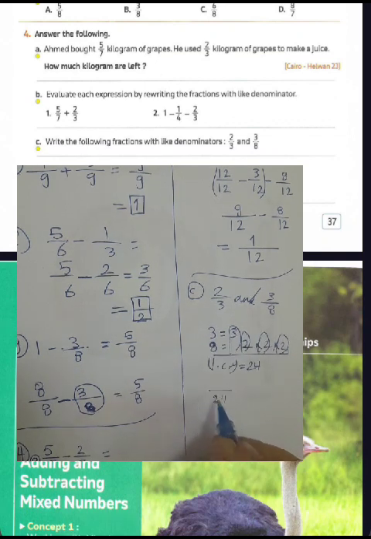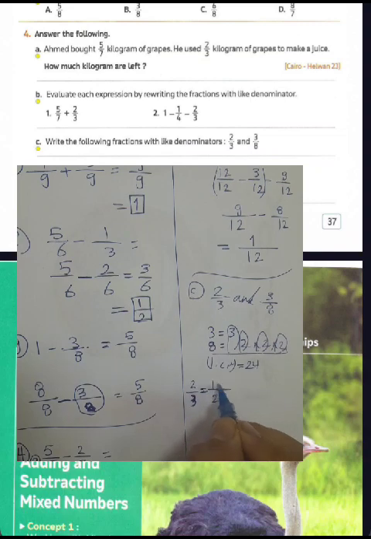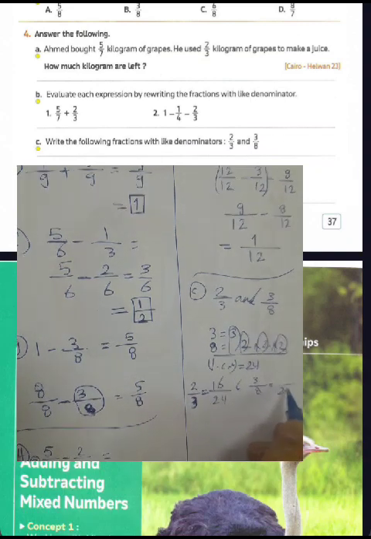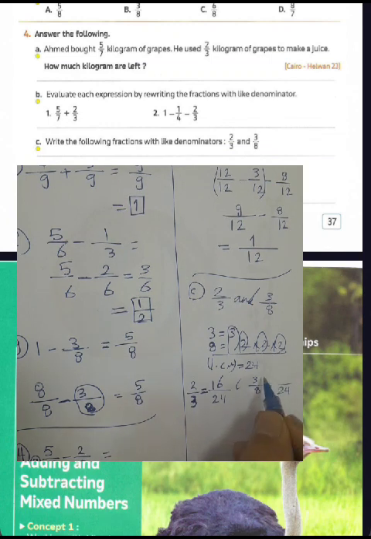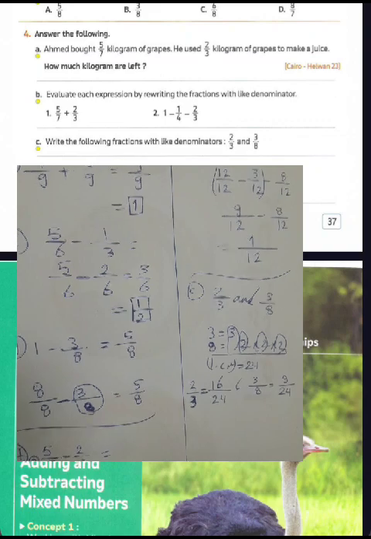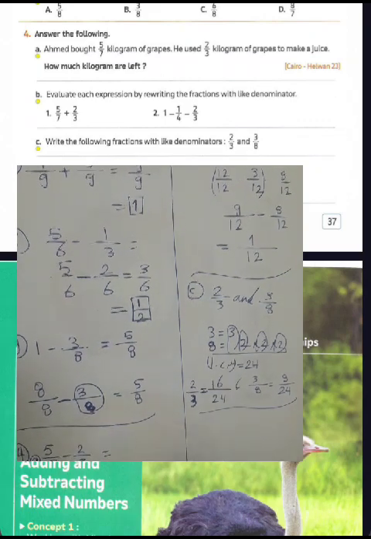Then you can write 24 here for 2 over 3. 3 times 8 equals 24 and 2 times 8 equals 16. And we have 3 over 8. Write 24 in the numerator. 3 times 8 equals 24 and 3 times 3 equals 9. Then we can write the two fractions with the common numerator.